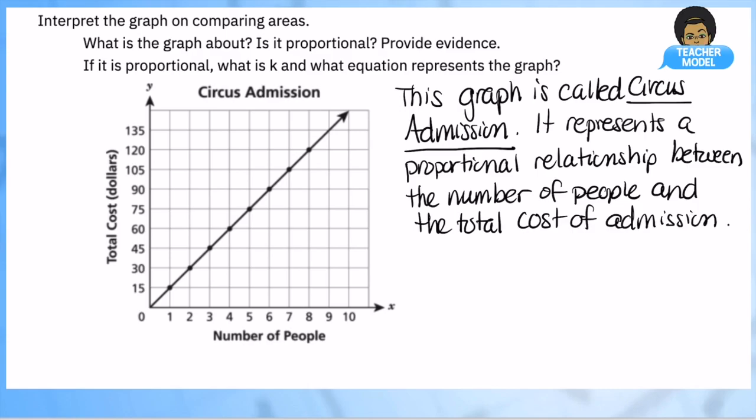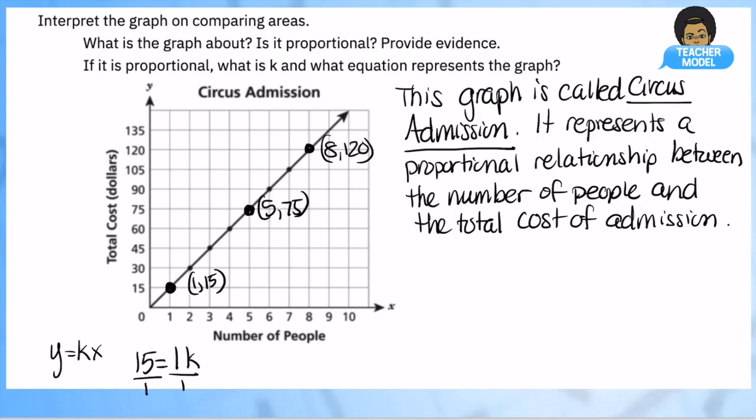So I can just use some points here. I'm going to use this first one, 1, 15. I'm going to choose this point over here, 5 and 75. And I'll use 8 and 120. And this is, again, just so I can test for K. And I'm doing the exact same part, y equals kx. So for the first one, 15 is equal to 1 times k. Divide both sides by 1, and what do I get? K equals 15.